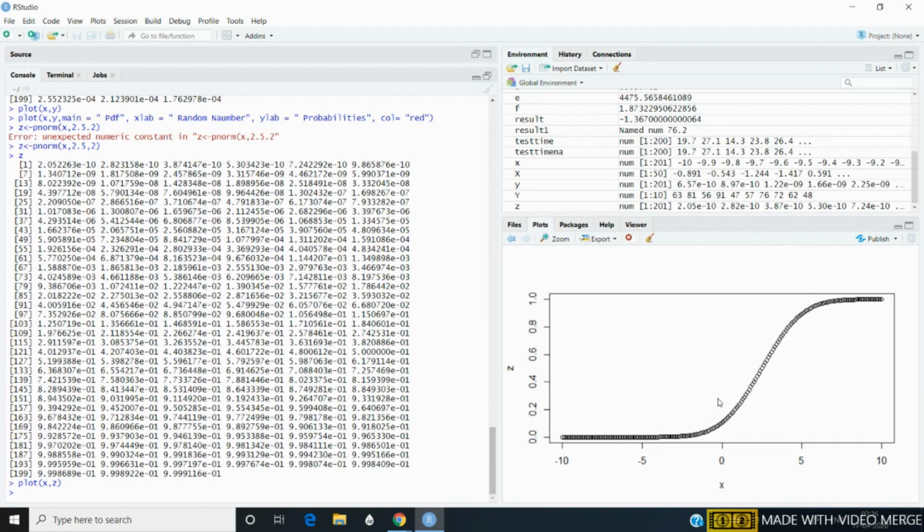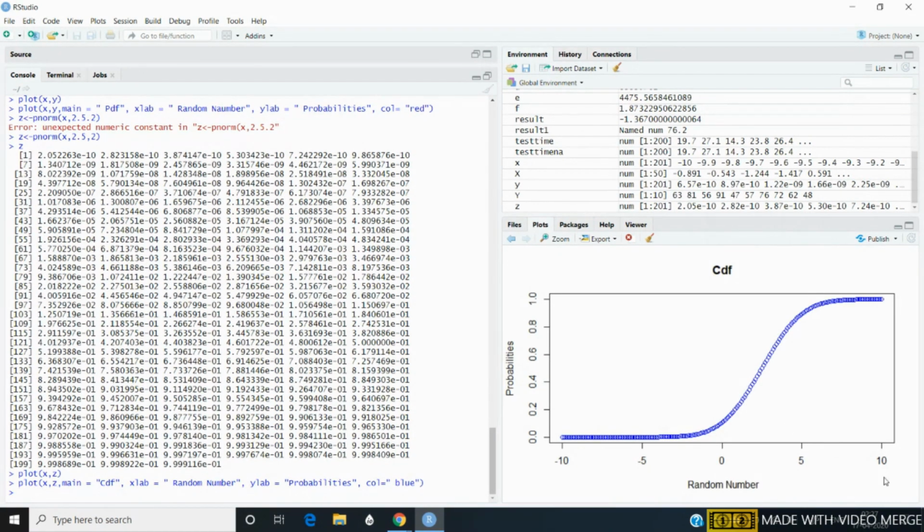This is your CDF. We can make some modifications, like main for the title, CDF, and xlab as random numbers, comma, ylab as probabilities, and color blue.